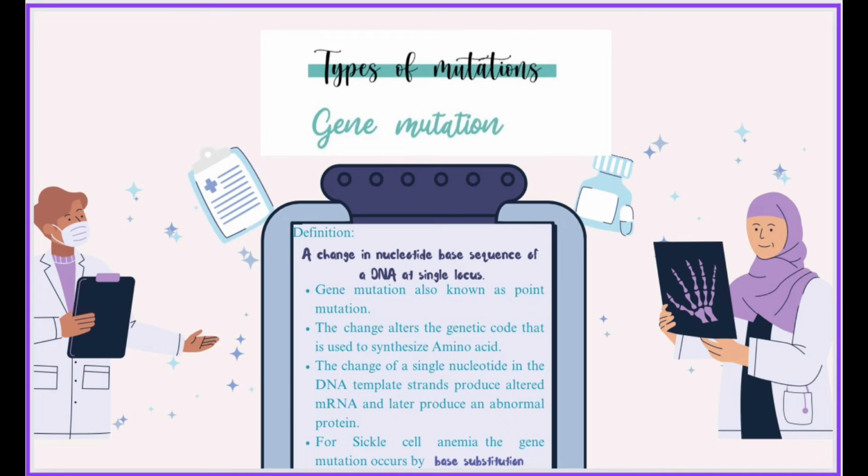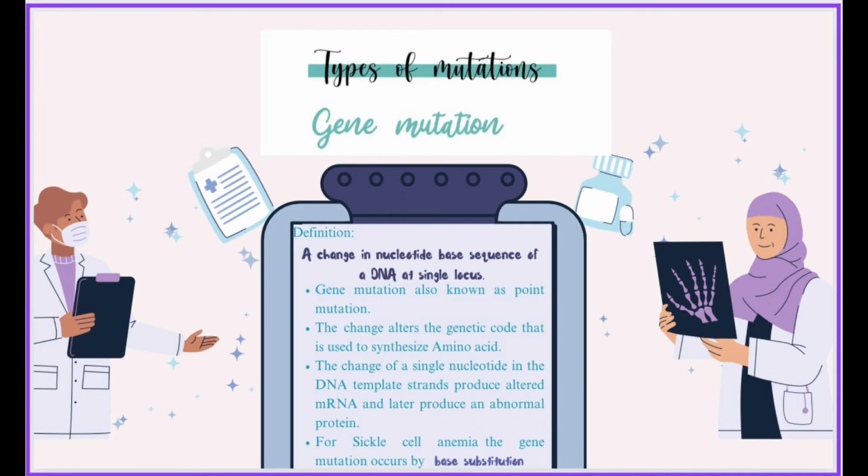Now, what type of mutation is involved in this disease? Gene mutation. What is gene mutation? Gene mutation is a change in the nucleotide base sequence of DNA at a single locus. Gene mutation is also known as point mutation. The change alters the genetic code that is used to synthesize amino acids. The change of a single nucleotide in the DNA template strand produces an alternate mRNA and later produces an abnormal protein.